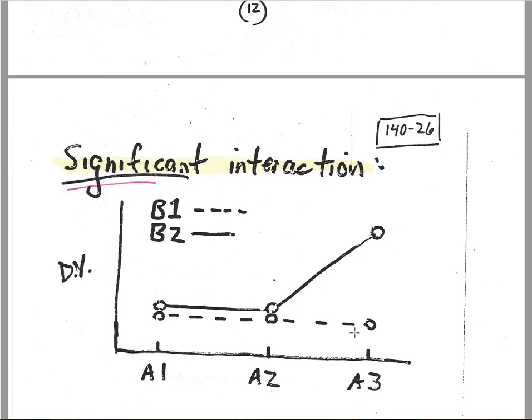However, it does have kind of a complex effect if you look at people in level B2. The solid line is level B2. You get no effect as you move from A1 to A2, but you get a big effect as you move from A2 to A3. So yeah, factor A has an effect on scores if you look at the solid line, but not if you look at the dashed line. That means I've got a significant interaction. This line is not parallel to this line, so yeah, I've got an interaction.